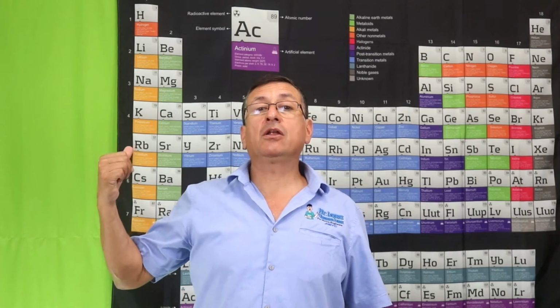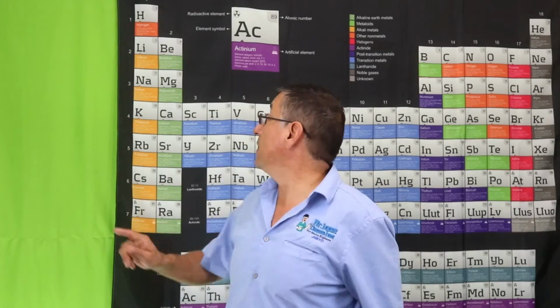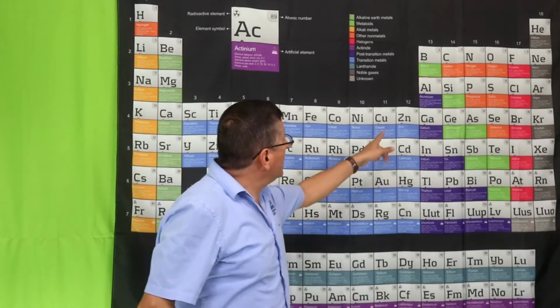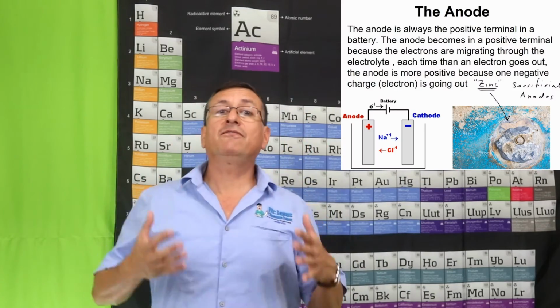to protect other metals. Magnesium is commonly used in fresh water. In boats used in fresh water, the sacrificial anodes are magnesium. In salt water, zinc is commonly used. Later we are going to study about that. Yes, both of them, magnesium and zinc, can be used as sacrificial anodes.